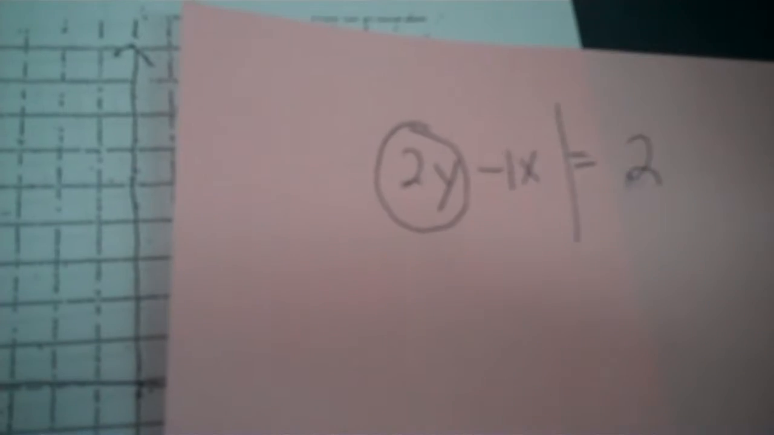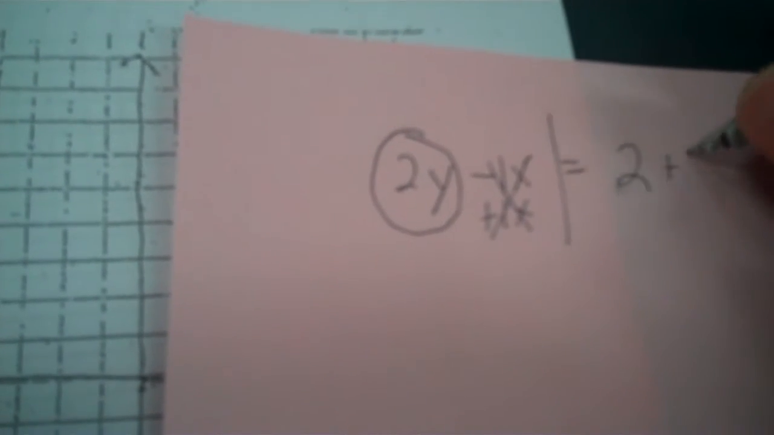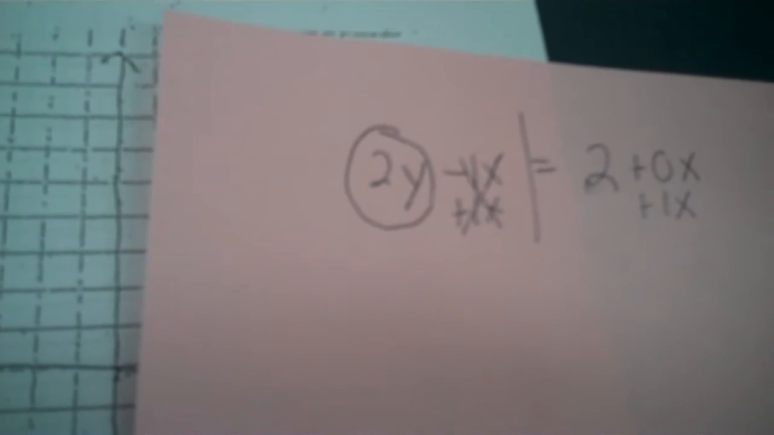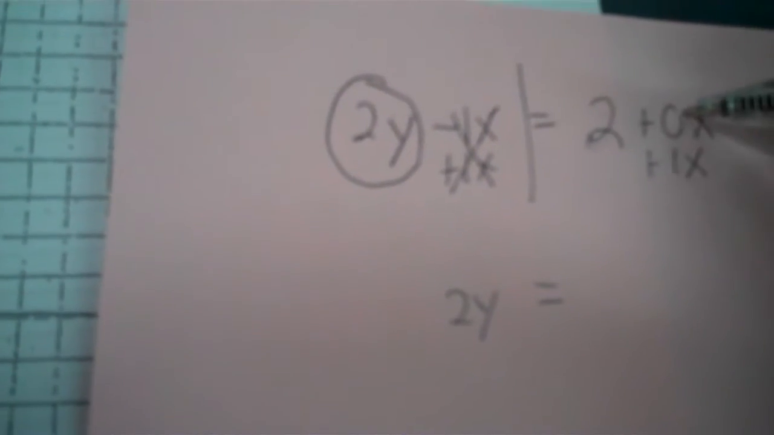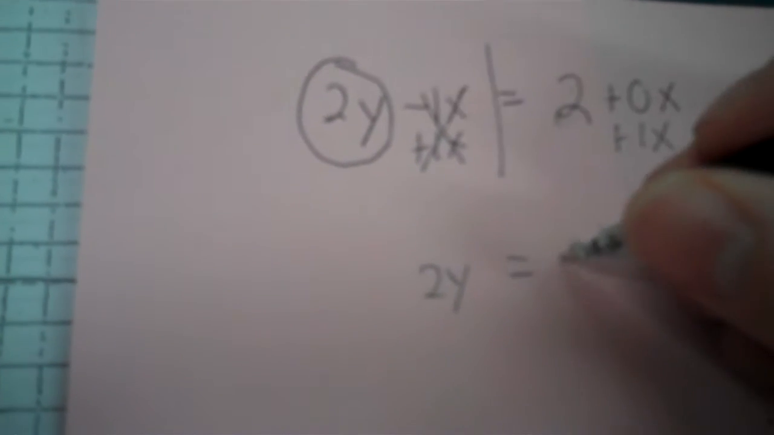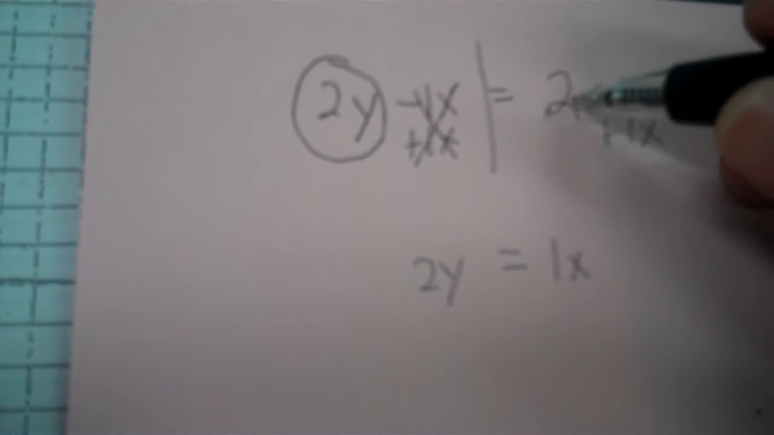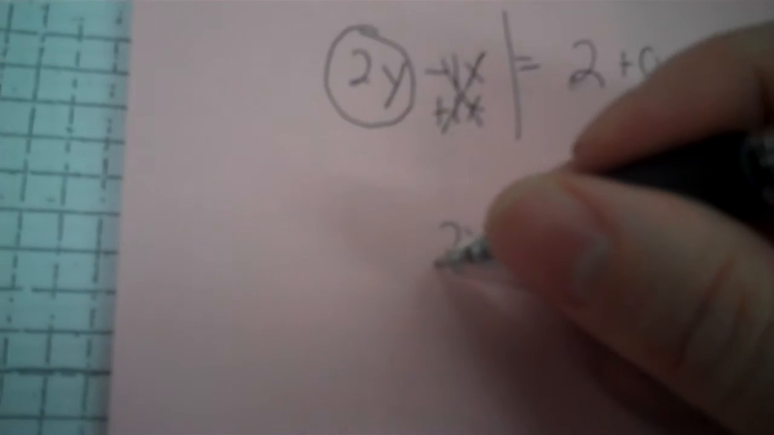Now we got to get rid of that minus 1x, so I would plus 1x. And then over here I put a plus 0x, so I have a place to put plus 1x over there. So we have 2y. Do your x's first. Don't write that 2 down. You're going to do your x's. 0 plus 1 is 1, so 1x, then plus the 2. Now, you're going to divide everything by 2. So I will have y by itself now, okay?